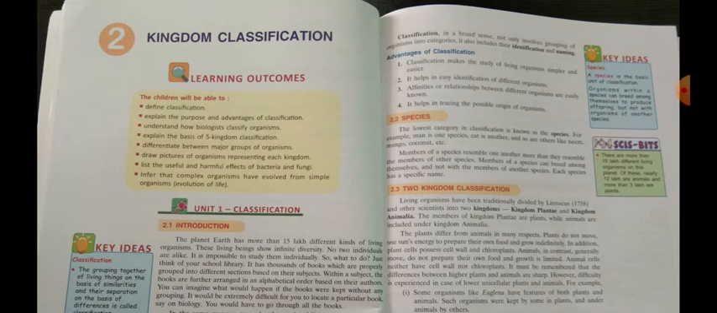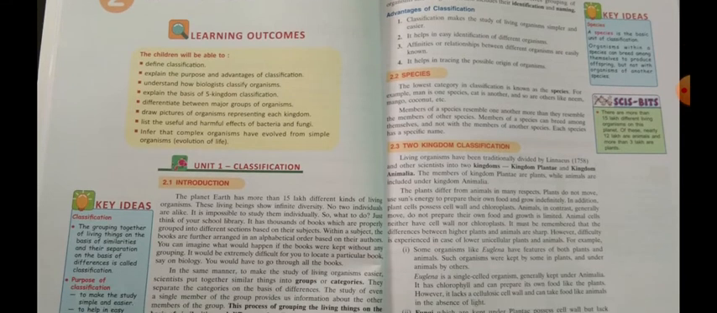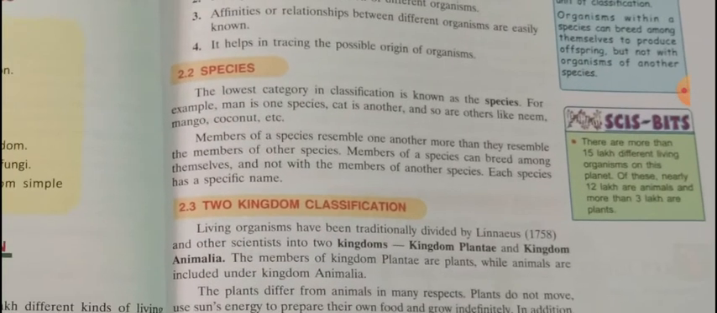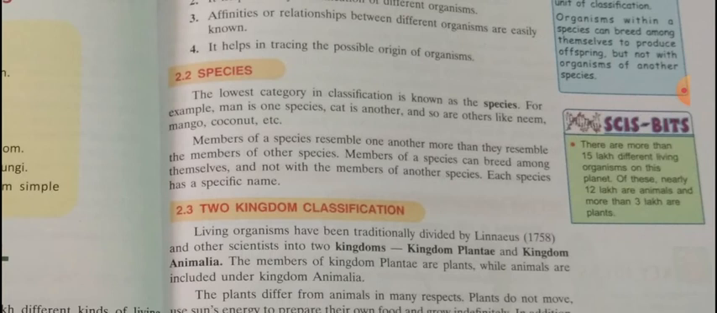Okay? So there are many different kinds of classification, identification and namings in our whole biological system. What is the advantage of classification? Classification makes the study of living organisms simpler and easier. It helps in easy identification of different organisms. Affinities or relationships between different organisms are easily known. It helps in tracing the possible origin of organisms.